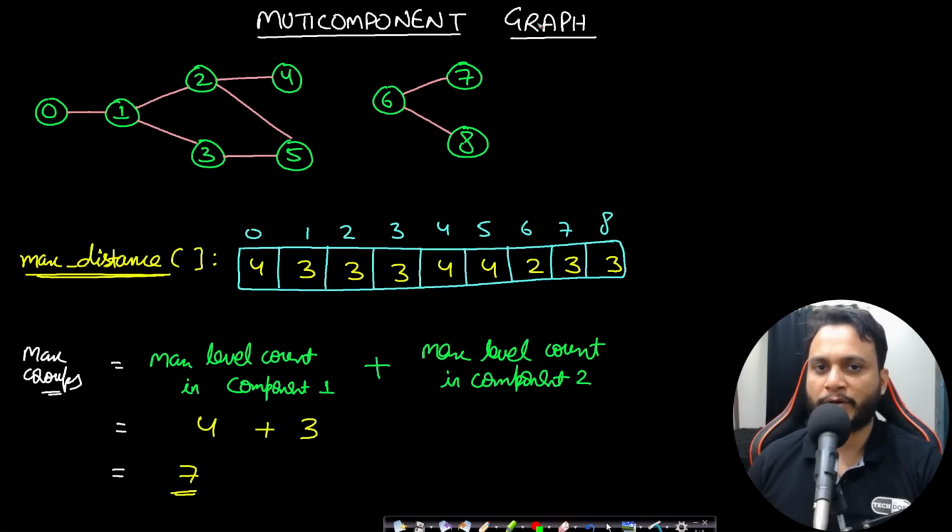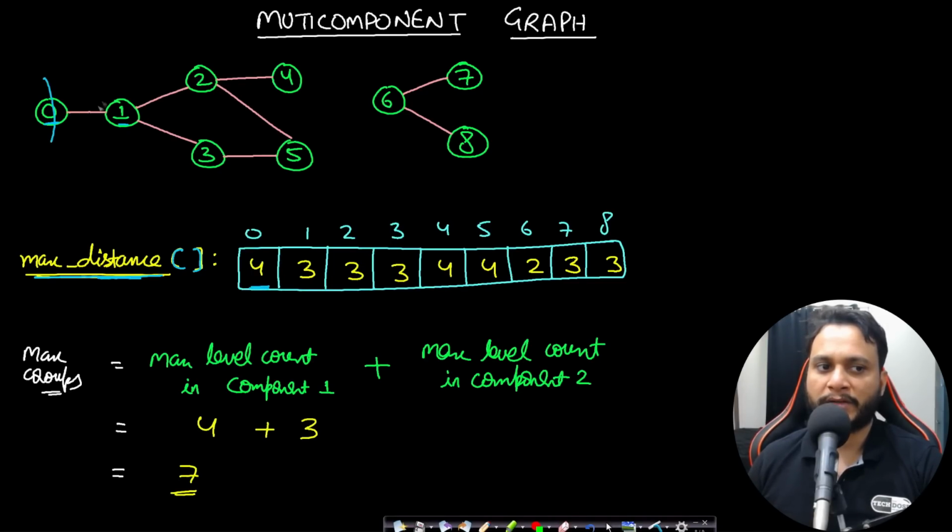How to do it for a multi-component graph? Now in the multi-component graph, I will again be doing the same thing. Try the level order BFS from each of the nodes, and I have already made the maximum distance array where I will be tracking the maximum number of groups I can form. Like from 0 I can form 4 groups.